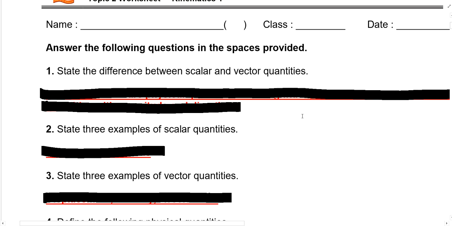State the difference between scalar and vector quantities. Okay, so scalar and vector, what's the difference? Scalar has magnitude. Vector has? Okay, very good.